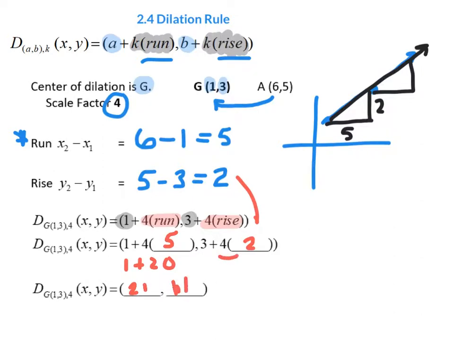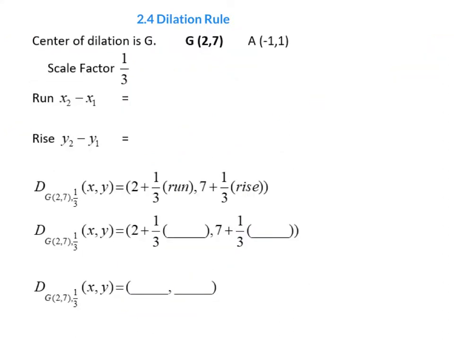So if we were to do this starting at 1 and 3, and we did 4 runs and rises of that type, this is exactly where it would land at 21 and 11. Let's try that again. Here is our center, and so you'll notice down here we're going to start with a 2 and a 7 because those are our centers, our X and Y.